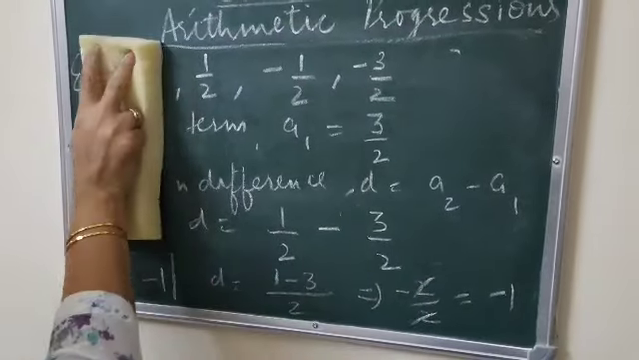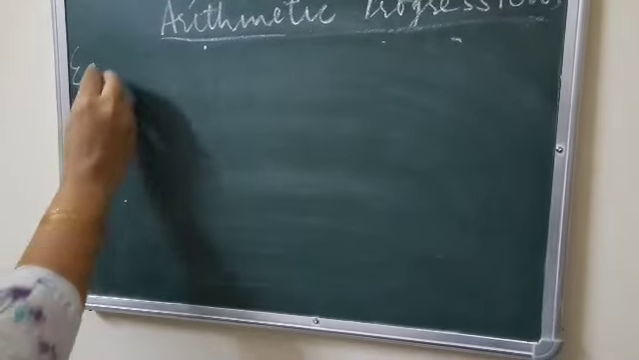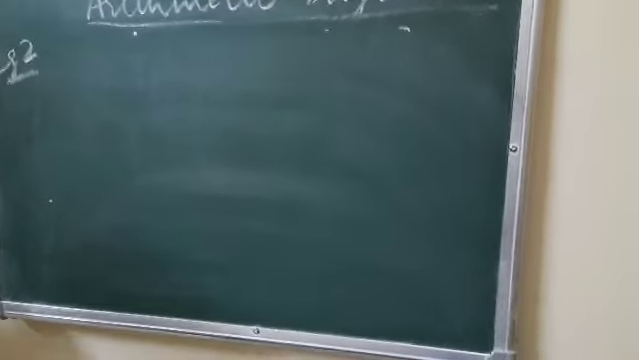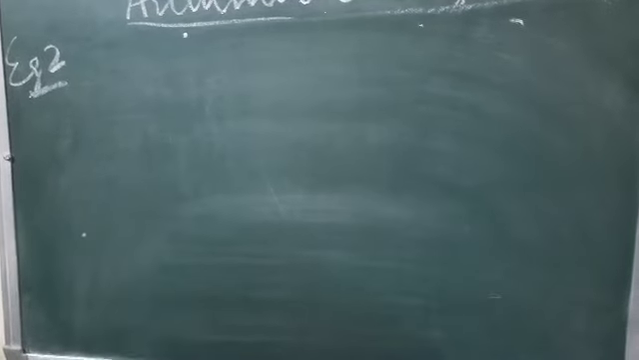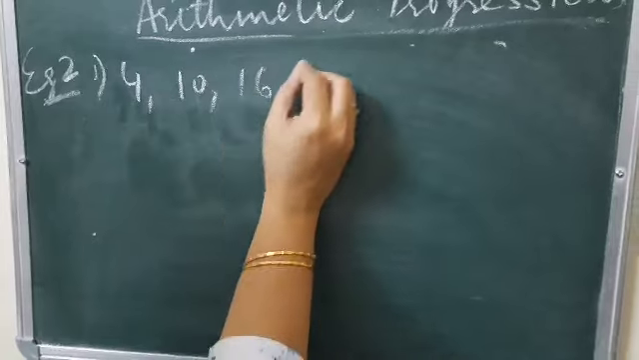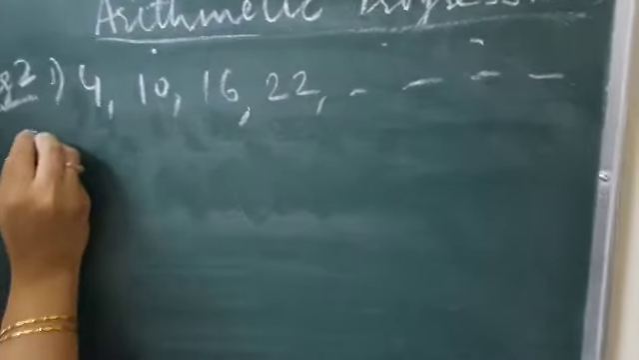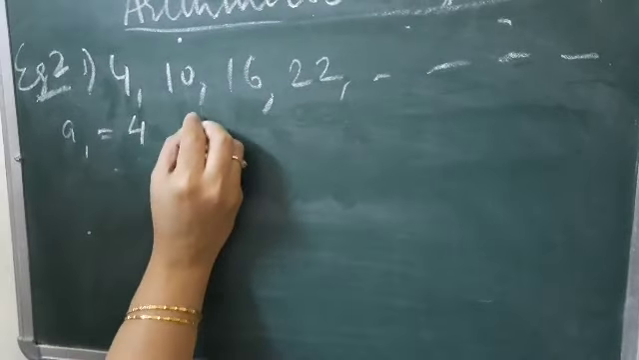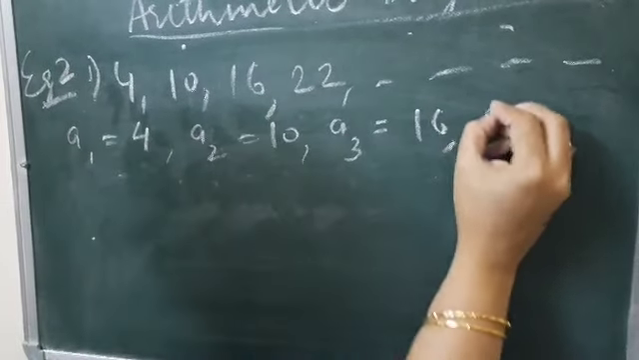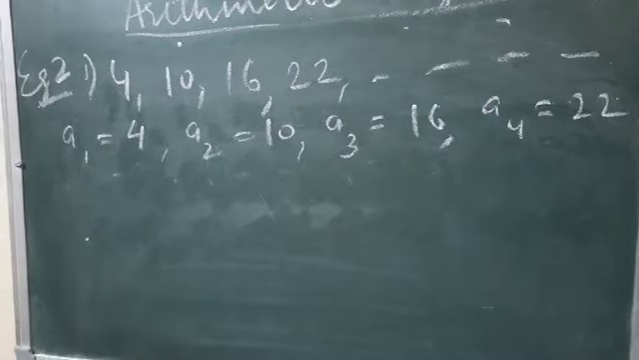Next example, example number 2. Which of the following lists of numbers form an AP? If they form an AP, write the next two terms. So you have to check whether it is forming an AP or not. 4, 10, 16, 22 and so on. Now, this is your A1, 4. Your A2 is 10, your A3 is 16, and your A4 is 22. 4 terms are given to you.